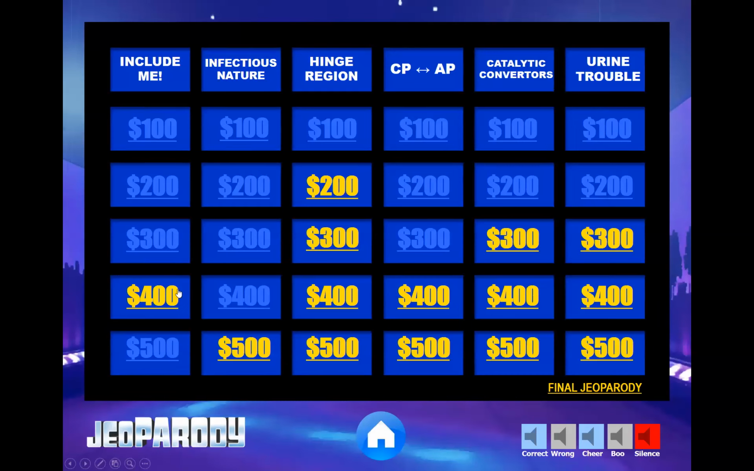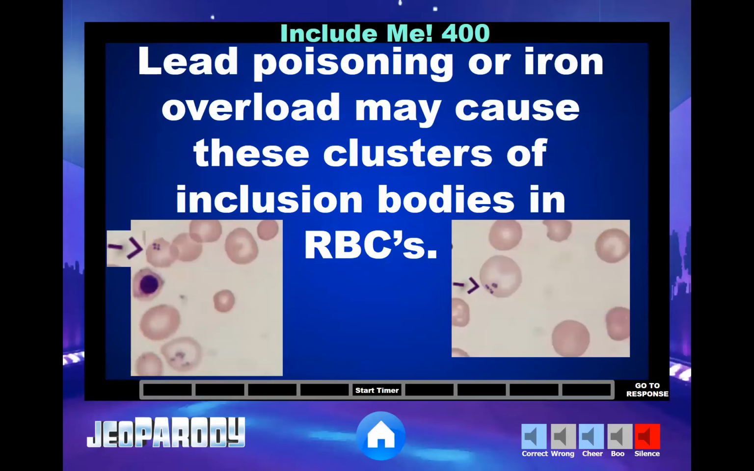I'm going to go ahead and clear this category for include me. This answer is lead poisoning or iron overload may cause these clusters of inclusion bodies in red blood cells. So we see a number of these inclusions here. Looks like 5 of them. You see a cluster of 4 here. So what are we looking at here? What are these inclusion bodies? It's a guess for basophilic stippling, sideroblast, so I would agree these are sideroblasts. Tina, Pappenheimer bodies. That was our intended response.